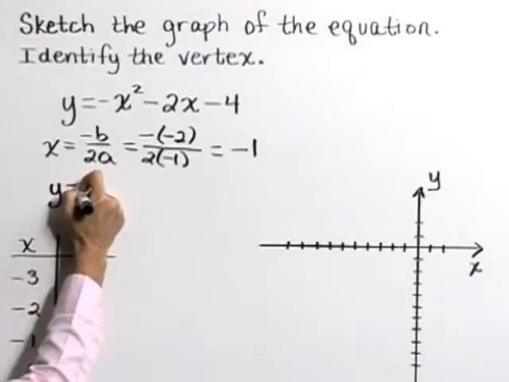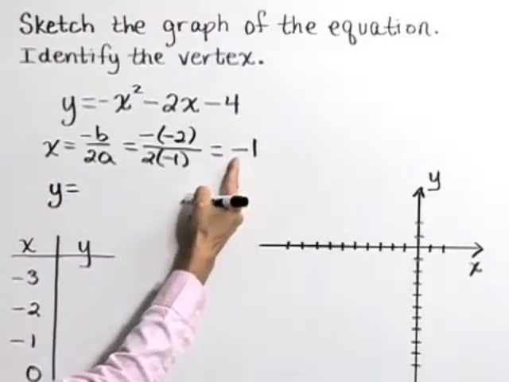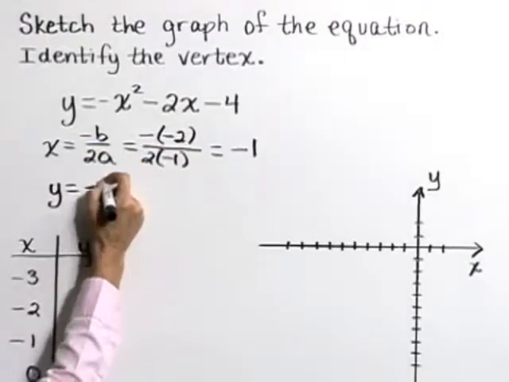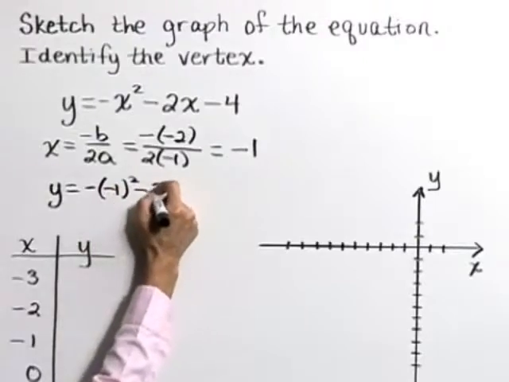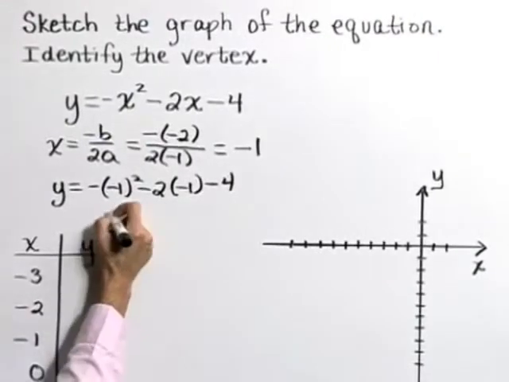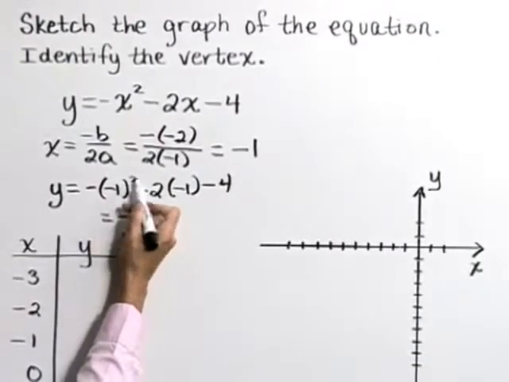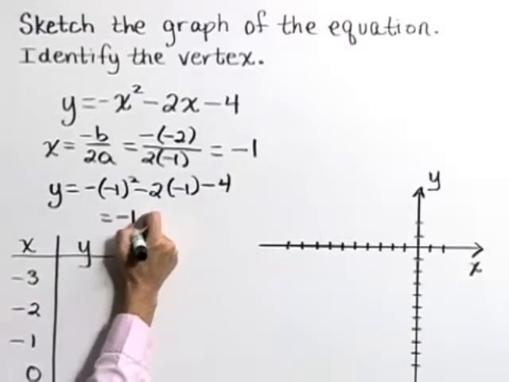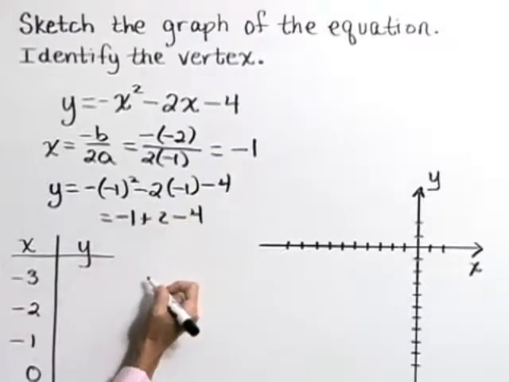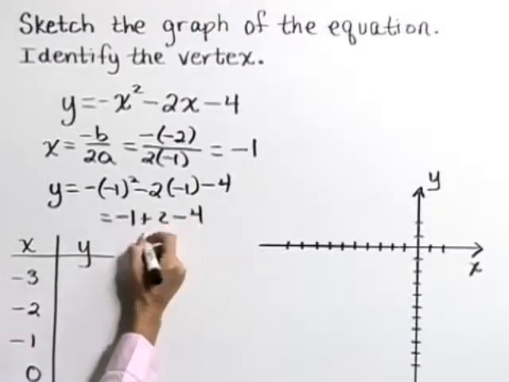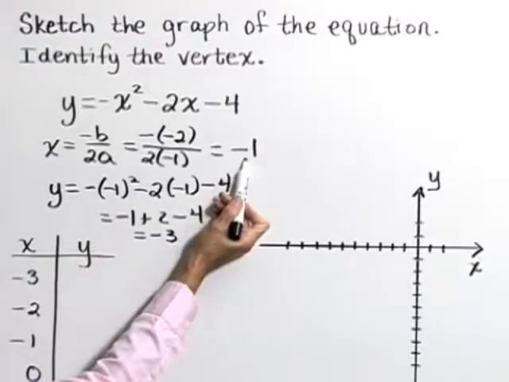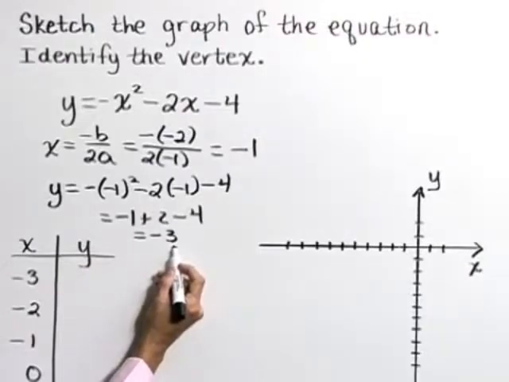Now let's determine the y value of the vertex by plugging in negative 1 for x in our original equation. So y is equal to the negative of negative 1 squared minus 2 times negative 1 minus 4. That's a negative 1 squared is positive 1, with a negative sign out front, takes it back to negative. So negative 1 plus 2 minus 4. Negative 5 plus 2 is a negative 3. So our vertex is located at x equal negative 1, y equal negative 3.